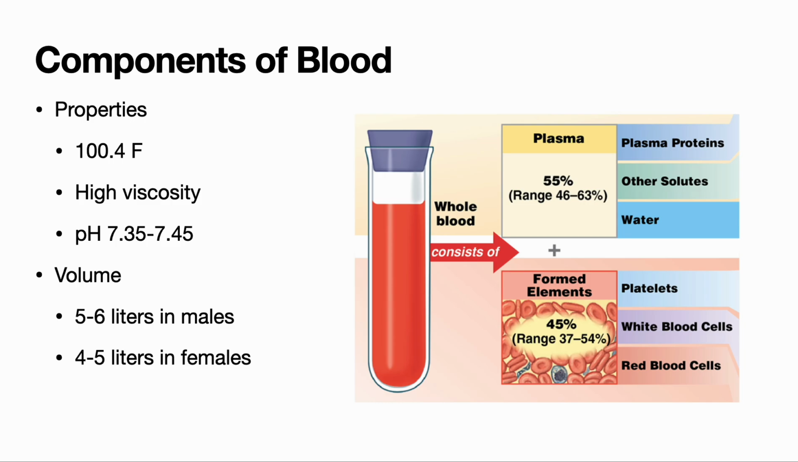In terms of big picture characteristics, blood is typically around 100.4 degrees Fahrenheit, and there's going to be a little swing there individually. It does have a high viscosity. That means it's much thicker than water. Think more like maple syrup or molasses than water. And the volume is going to be a little larger in males, 5 to 6 liters on average versus 4 to 5 liters in females. So just a good overview.